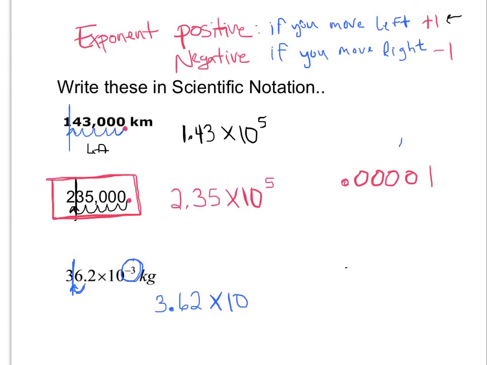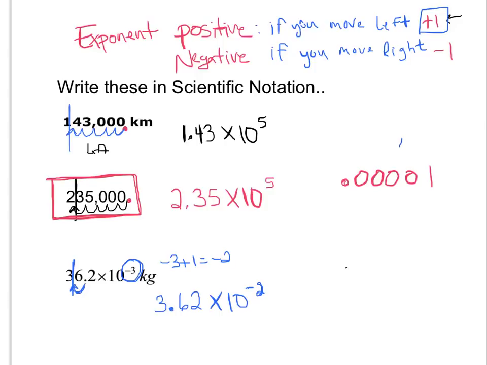So if we look at this, what direction did we move? Well, we moved to the left, and so what we're doing is we're actually getting a plus 1 bonus. And so if I take negative 3 plus 1, I get negative 2. So instead of being to the negative 3, I get to the negative 2 power.